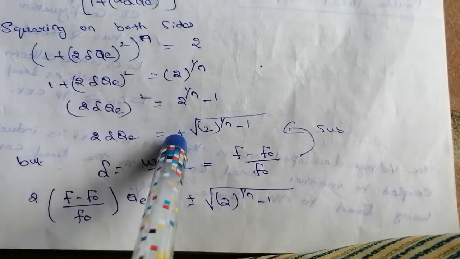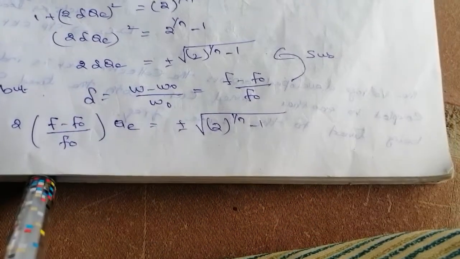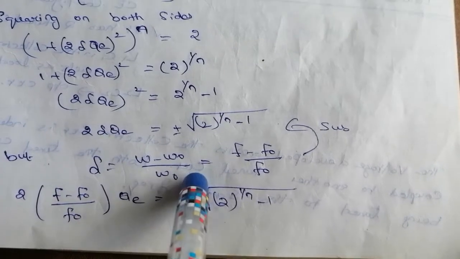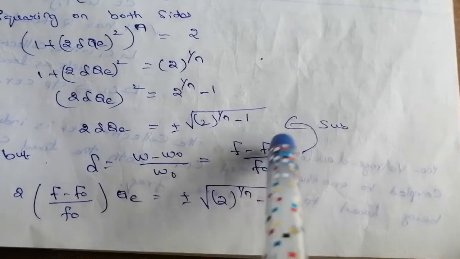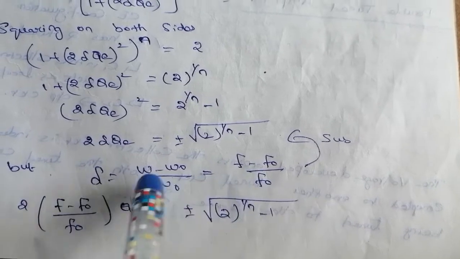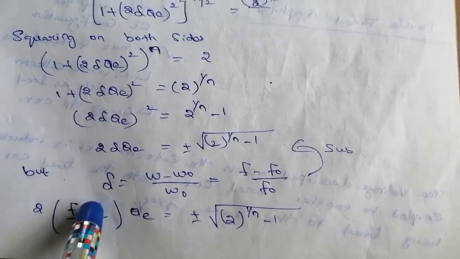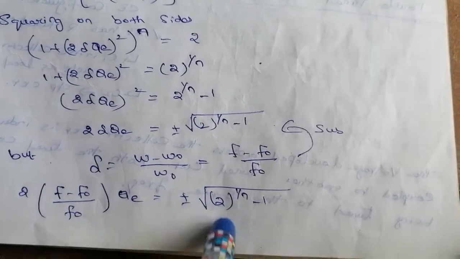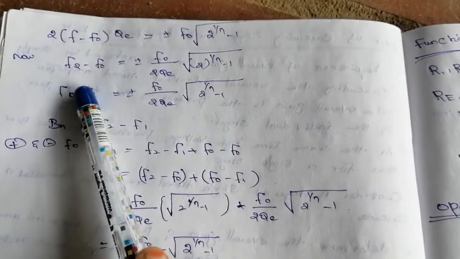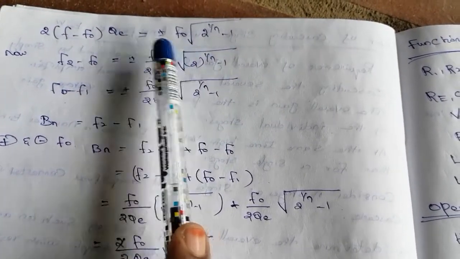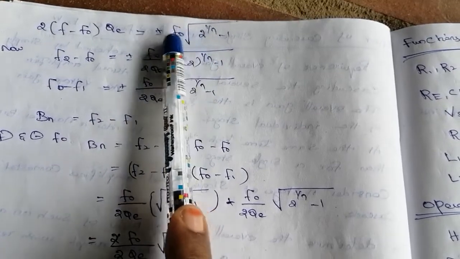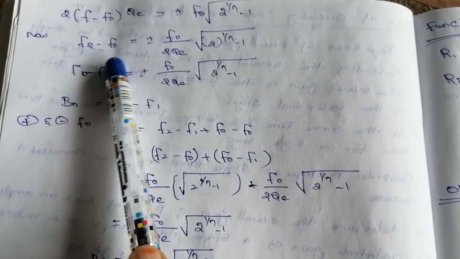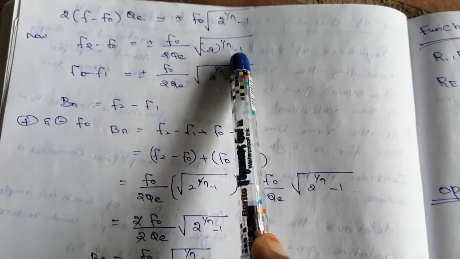The square is replaced by the square root. In the single tuned amplifier we already found delta equal to (omega minus omega naught) by omega naught, otherwise delta is nothing but (f minus f naught) by f naught. Let's substitute this value here. So 2 into (f minus f naught) by f naught into Q equals plus or minus the square root of (2 power 1 by n minus 1). So f minus f naught equals plus or minus f naught by 2Q times the square root of (2 power 1 by n minus 1). Now f2 minus f naught equals f naught by 2Q times the square root of (2 power 1 by n minus 1).